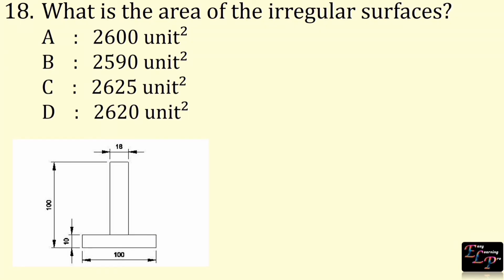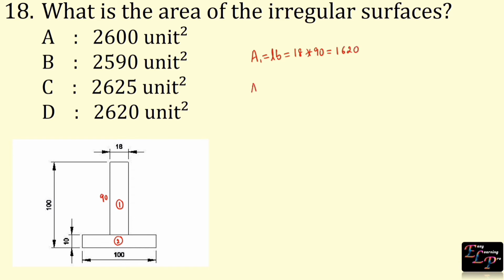What is the area of the irregular surface? Here we have two shapes. First is a rectangle, second is also a rectangle. First rectangle has dimension 18 and 90. Second rectangle has 10 and 100. First shape is a rectangle, so it is given by length into breadth, 18 into 90, which is equal to 1620.